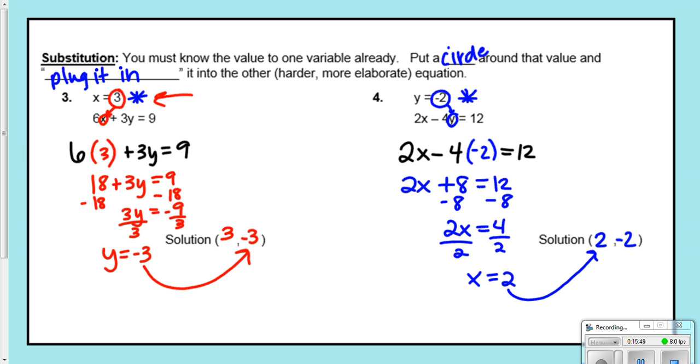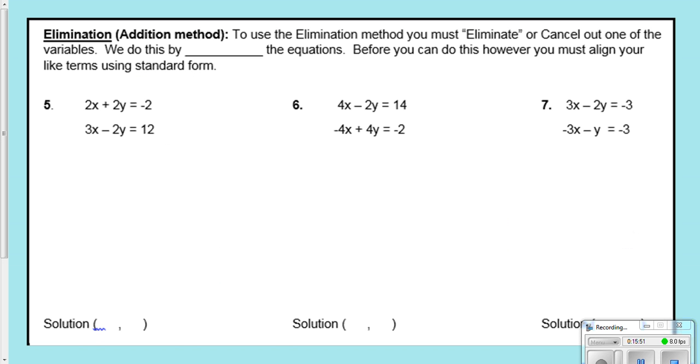Okay? The last type is called elimination. This is the one that you've probably never done before unless you are working outside of my classroom on some math with somebody. It's also called the addition method sometimes. I do know a lot of private tutors or outside tutoring companies use subtraction here. I always use addition, so just so you know, that's what I'll be using in my class.